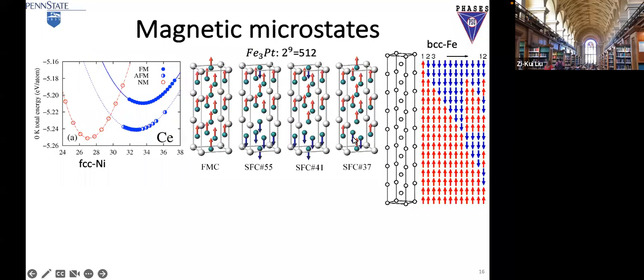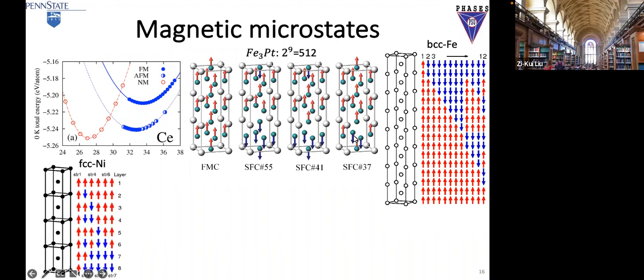You get all kinds of structures. And then we did it for BCC iron. We take a collinear magnetic configuration. Now we have 12 configurations for the BCC iron. For FCC nickel, we don't have 12. I think we only have 6 configurations for the nickel.